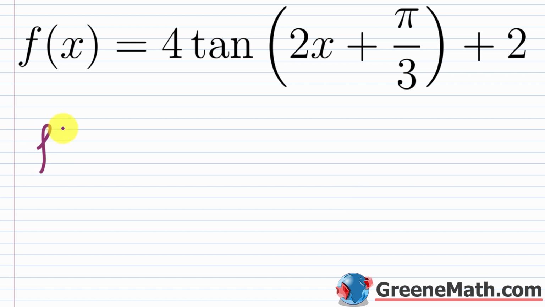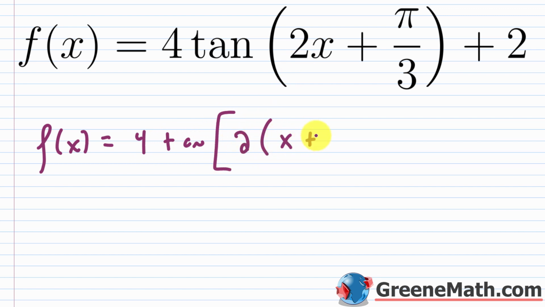So let's factor this. f of x is equal to 4 tangent of, and pull out the 2. Inside, you're going to have x plus, again, if I want to undo multiplication by 2, I can divide by 2 or multiply by a half. So it's pi over 3 times 1/2, which we know is pi over 6. Close that down, and then plus 2.